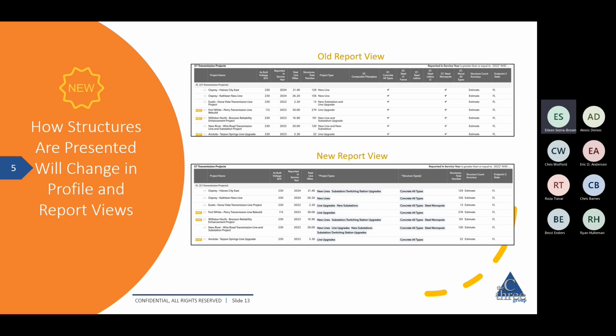This is how it will look different for structure types. In the old report view, again, you would have had to have numerous columns with checkboxes. Now you're able to just filter it down in one structure type column.